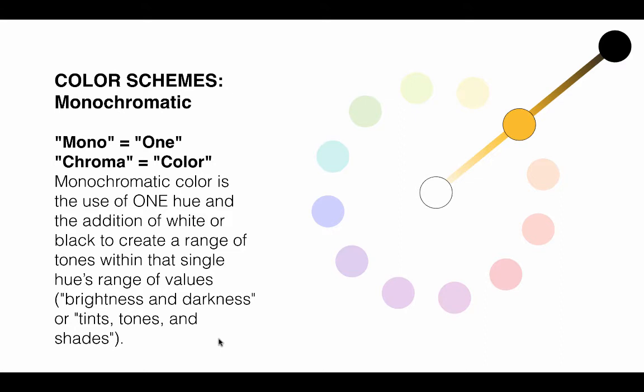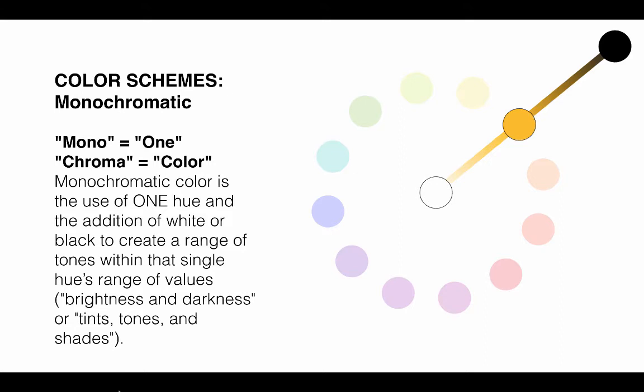So value is always going to refer to brightness and darkness. Another way you can refer to it is tints, tones, and shades. Tints and brightness are the same. Tones will have a little bit of white and black added to them, so essentially it's not the purest version of the hue or the color, all right? And shades are going to be when black is added.